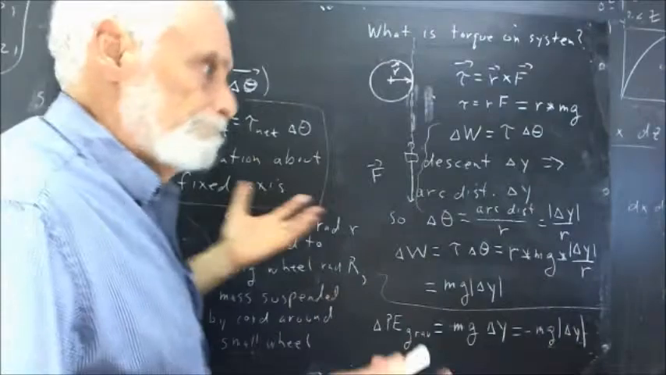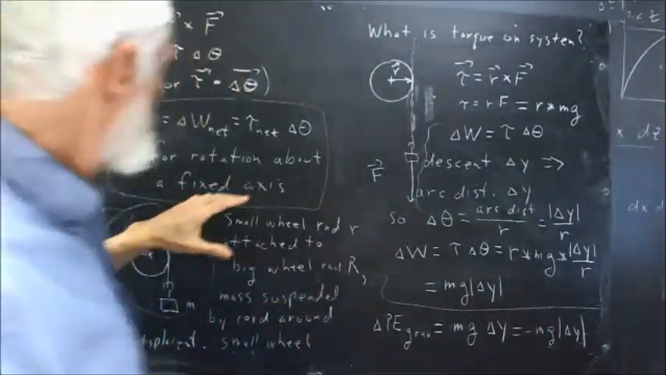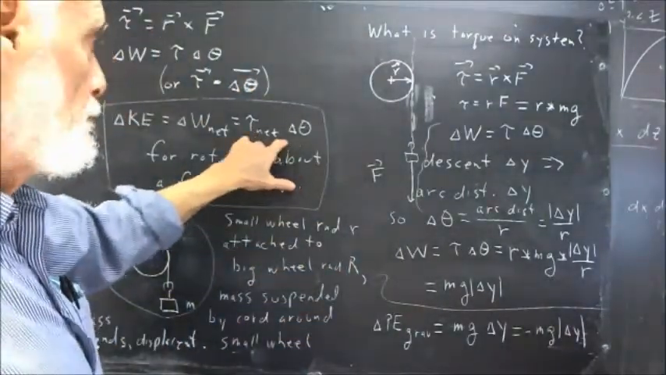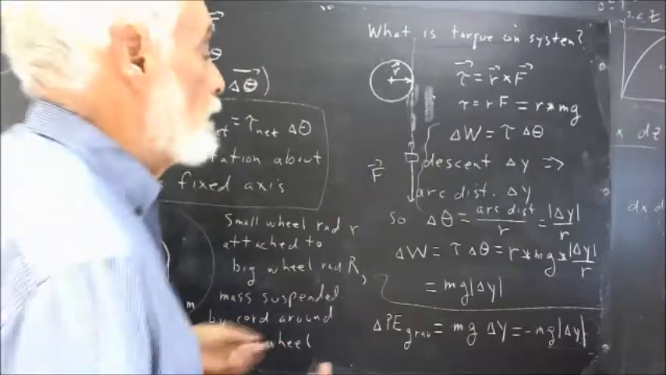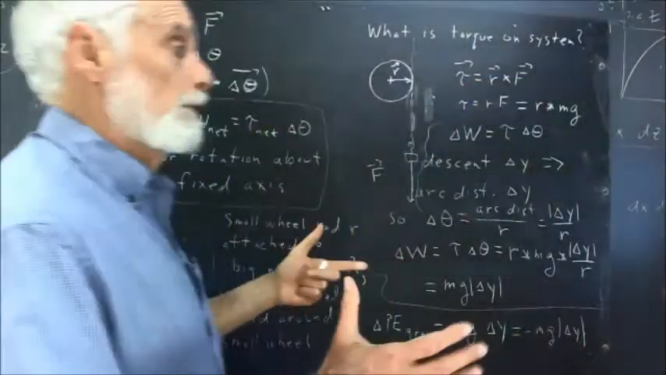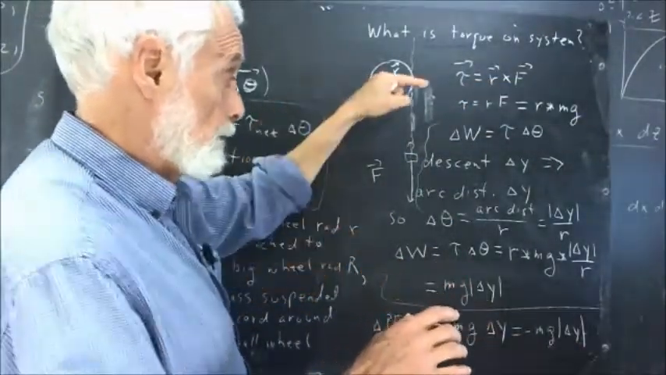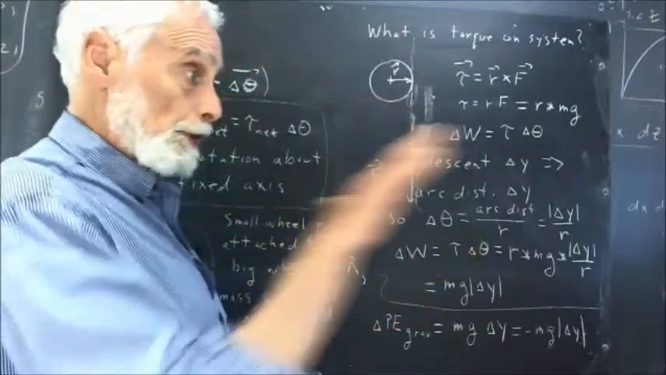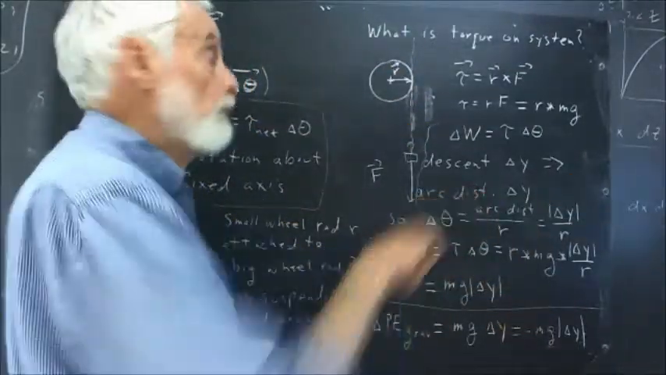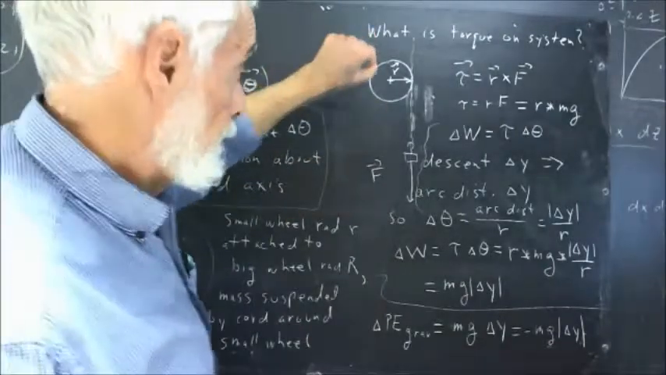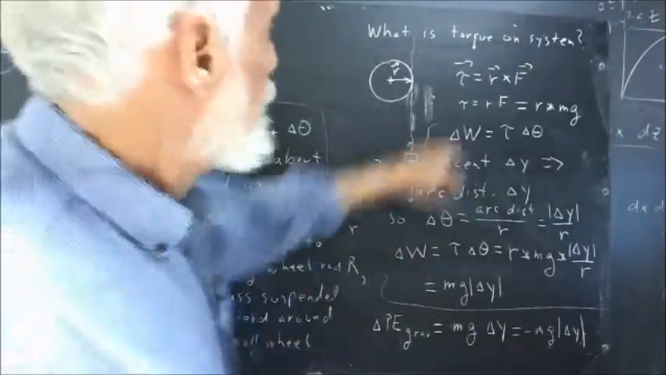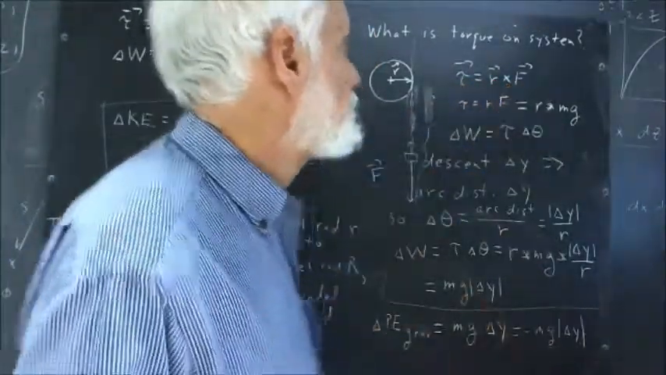Now we're being a little bit loose about the signs of tau net and delta theta, but the R cross F is worth just stopping a minute to think about. The R is in this direction, the F is in this direction, so R cross F gives you a vector into the plane of the blackboard. So we got tau equals R cross F.